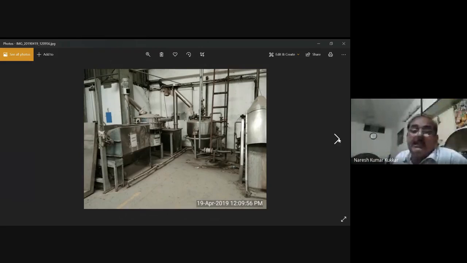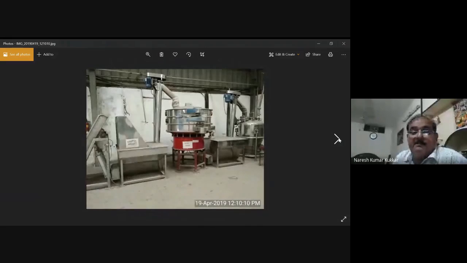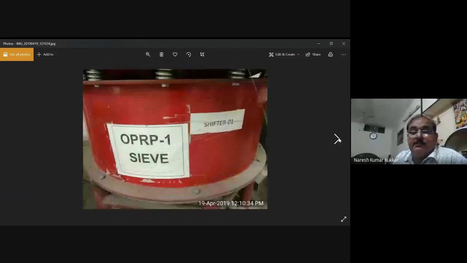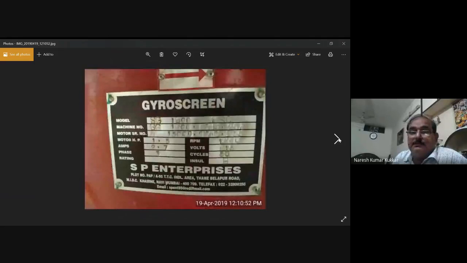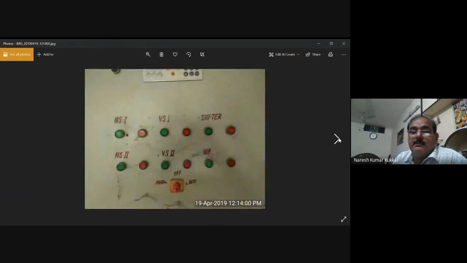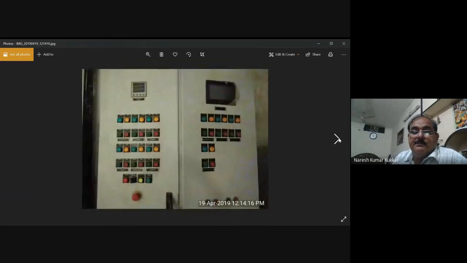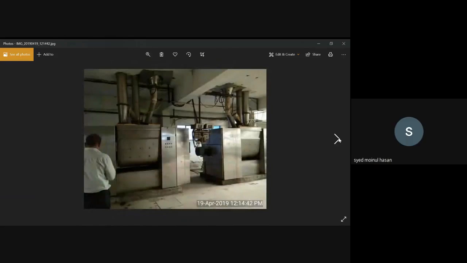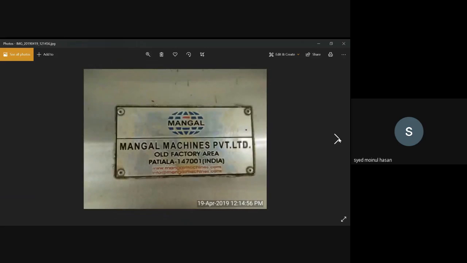We have checked this in dairy farming also. This is a shifter. We checked the food products. A shifter is used. This is also lockdown, sir. Lockdown.